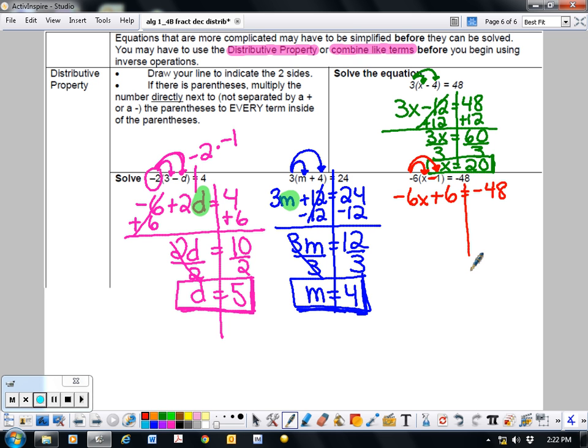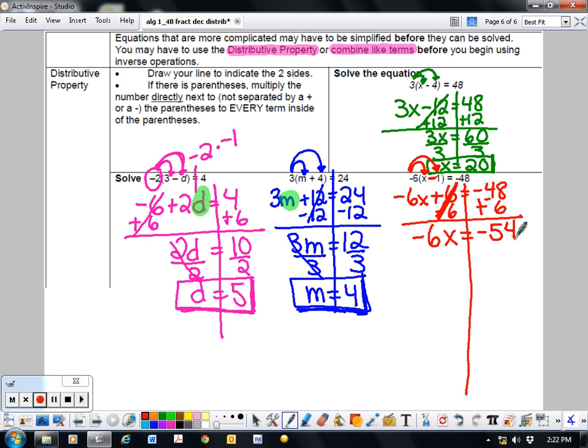I'm going to draw my line so I can make sure I'm doing everything even and right. I start with that plus 6. So to undo plus 6, I minus 6 on both sides. So that plus 6 and minus 6 here cancel out. So now I have a negative 6x equals a negative 48 minus 6, or negative 48 plus negative 6, depending on how you like to look at that. They're both negative, so I add those together, and that gives me negative 54.